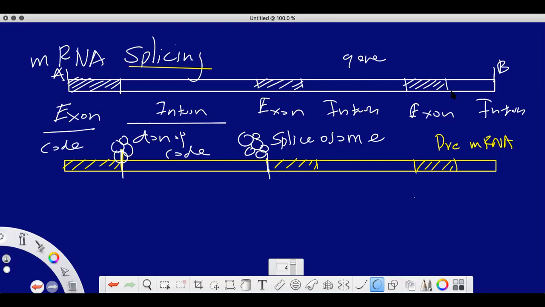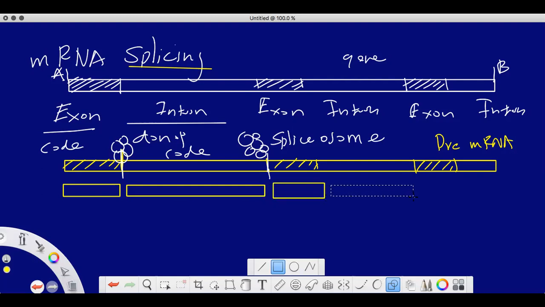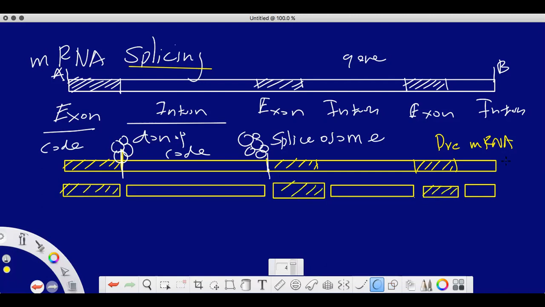So once the spliceosome binds, they can cut this molecule, which results in these pieces, right? So here one piece, and here one piece, and here one piece, and here one, like this. So it is fragmented into different pieces. And the spliceosome at the same time joins exons. Let's say this exon is labeled as X, this one is Y, this one is Z. Now these cut exons are joined by the spliceosome.